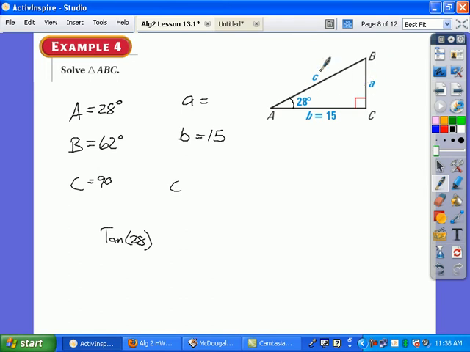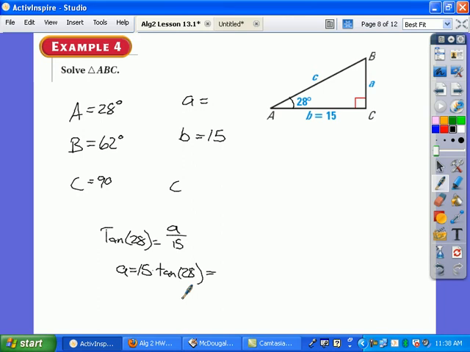So tangent of 28 should be opposite, which is side a, which is what I want to find, over adjacent, which is side b, whose length is 15. Okay. So to find a, we just solve this equation. This is a linear equation. Multiply both sides by 15, and a equals 15 times tangent of 28. And when we evaluate that, side length a comes out to be 7.98. Let's just call it 7.9.